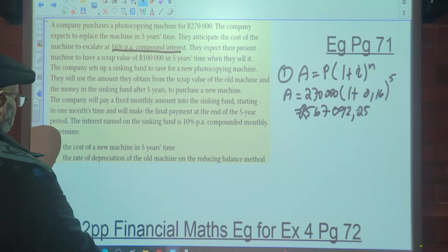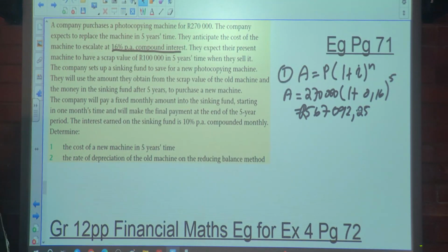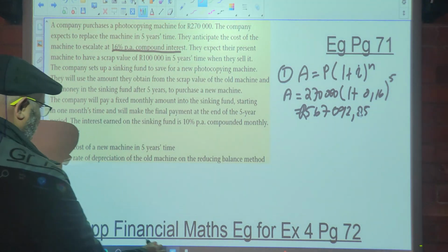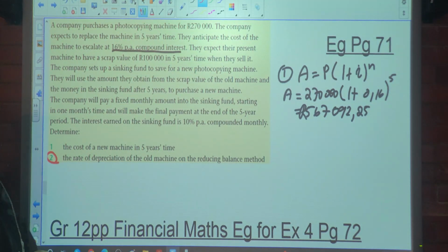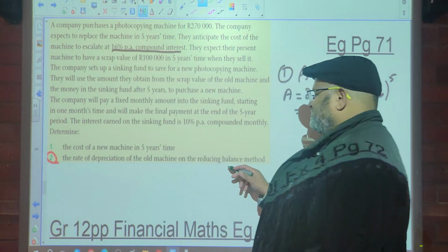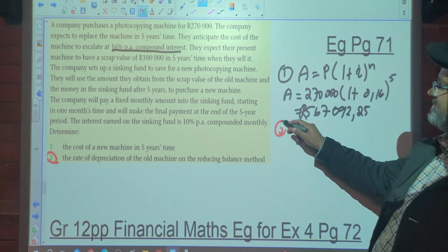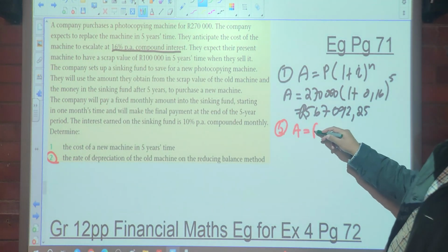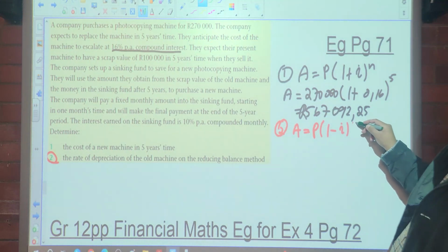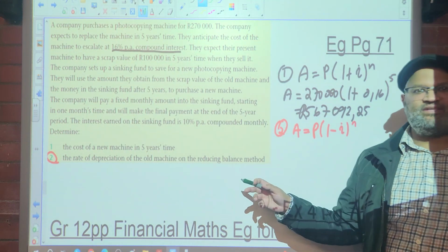Number 2, the question says the rate of depreciation of the old machine on the reducing balance method. So you're calculating I, the rate. On the reducing balance method, it follows a formula: A is equal to P into 1 minus I to the exponent n, also known as the diminishing balance method.